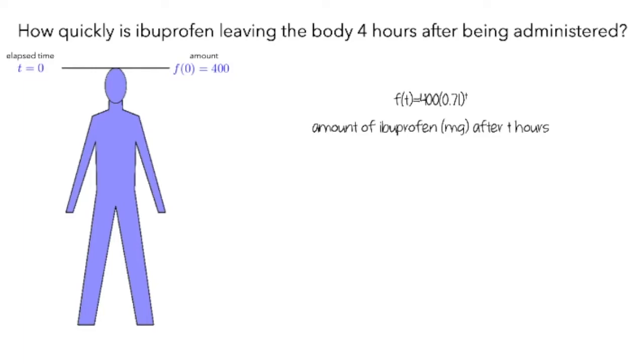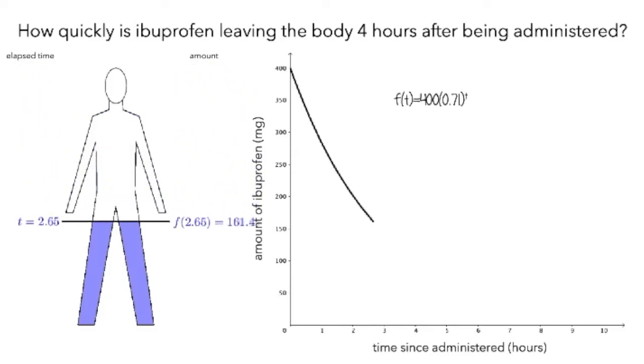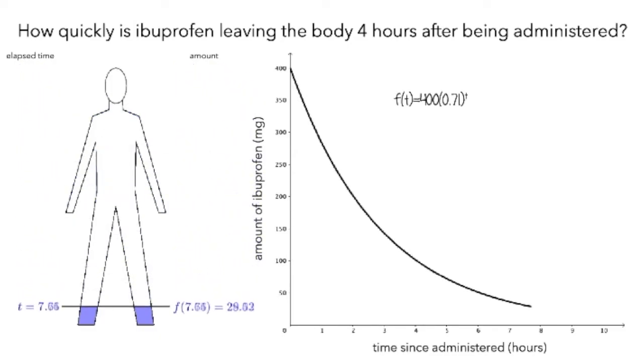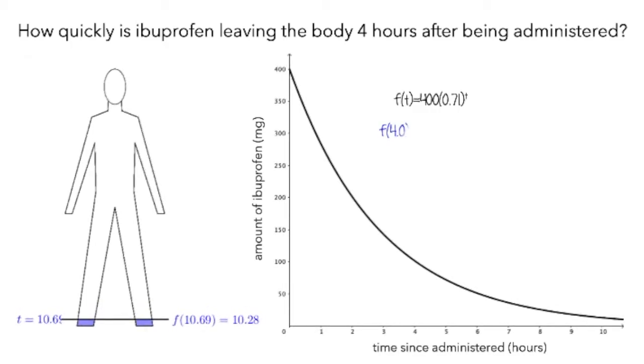To help us think about the scenario, let's make a graph of our function. We'll have the horizontal axis be elapsed time in hours since the ibuprofen was taken, and the vertical axis be the amount of ibuprofen in milligrams. Now let's draw the graph of f of t. We see that at 4 hours, the amount of ibuprofen remaining in the body is about 101.6 milligrams. We can also see this on the graph.